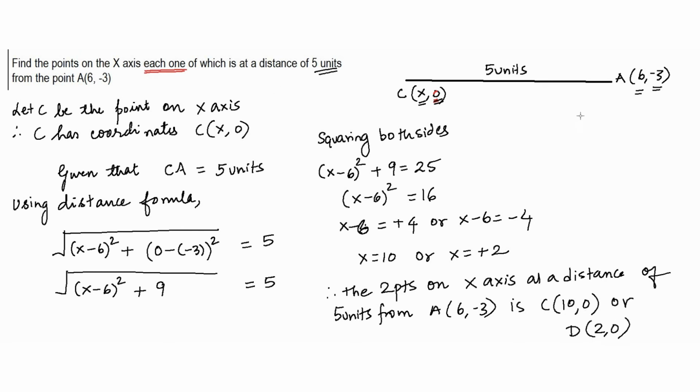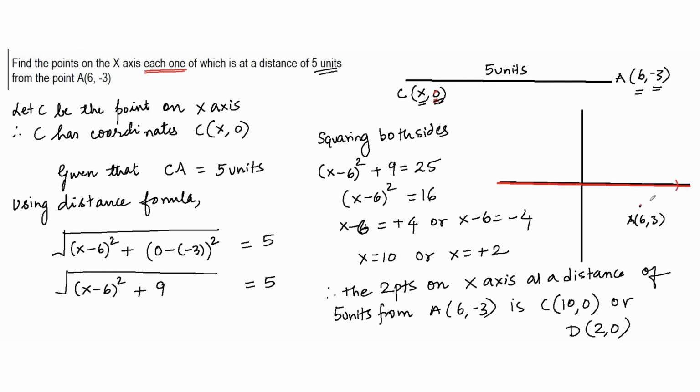Now let me graphically show you what this really means. What this means is there is a point A of (6, minus 3). So (6, minus 3) is going to lie in the fourth quadrant. This is A of (6, minus 3). And we want to find the point on the x-axis. So let me just highlight the x-axis over here. I want to find the point on the x-axis which is at a distance of 5 units from A.